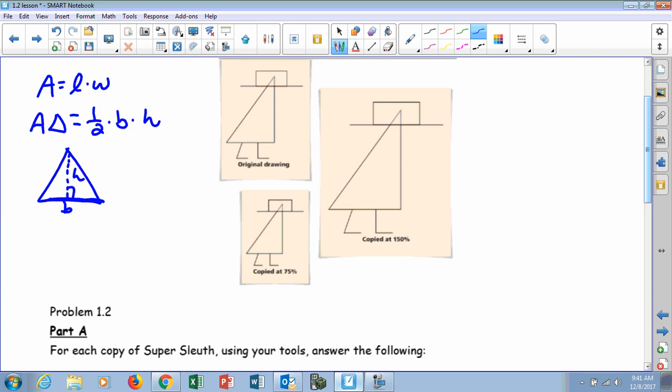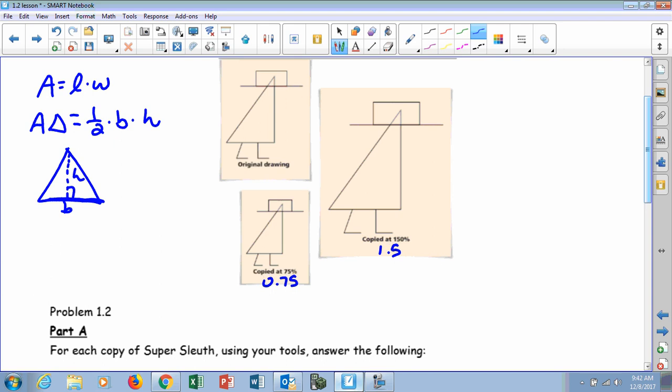So if I copy something at 75%, how can we write 75% as a decimal? Blake? Exactly, 0.75. Remember, percentages are not numbers. So 75% is less than a whole. A whole is 1. So that's why the decimal is less than 1. If it's bigger than 100%, that means it's greater than the whole. So what do you think 150% would be written as a decimal, Aiden? 1.5. Very good.